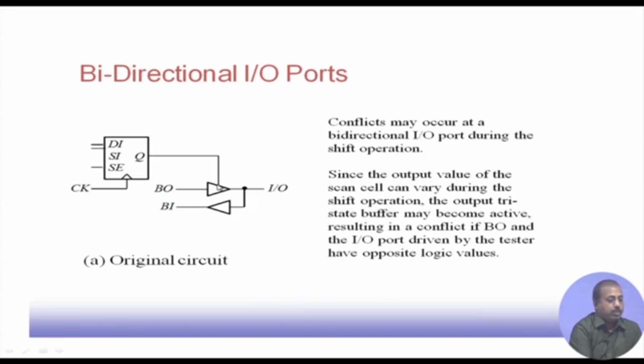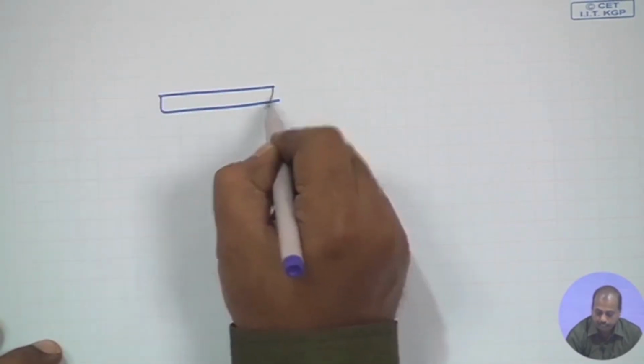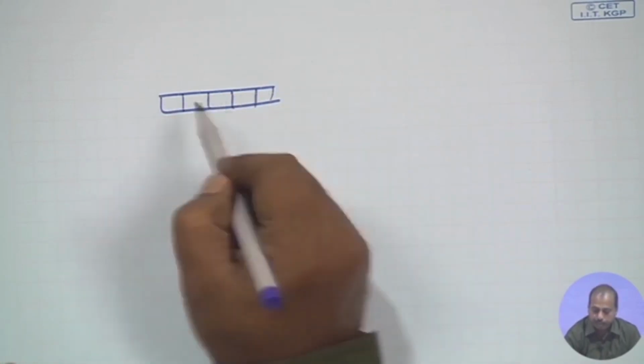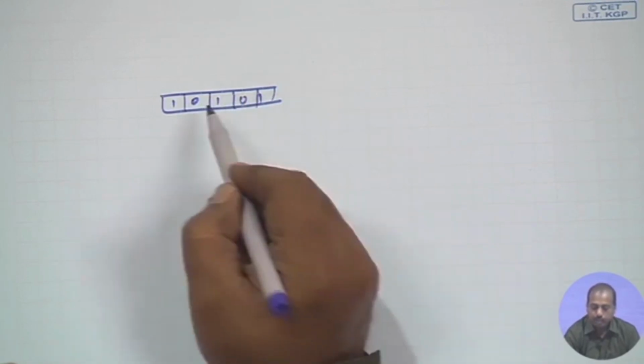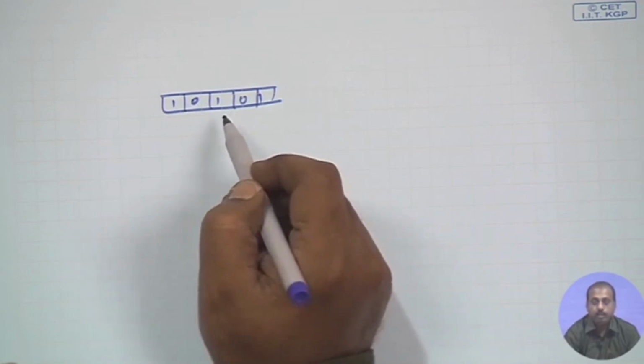For the final test pattern, it may so happen that this Q output will not enable this, but in between, while some pattern is shifting, this buffer becomes active. What we mean is that I have a number of scan cells, and we are trying to set this scan chain to some value, maybe 1 0 1 0 1, but when it is shifting, each of these cells sees the values of ones and zeros.